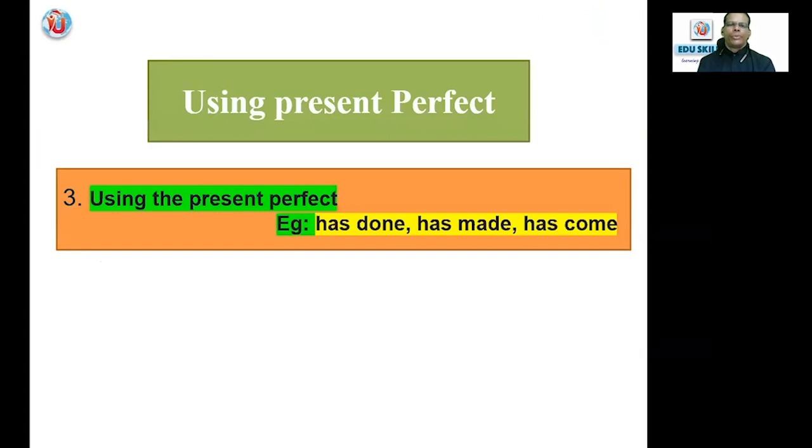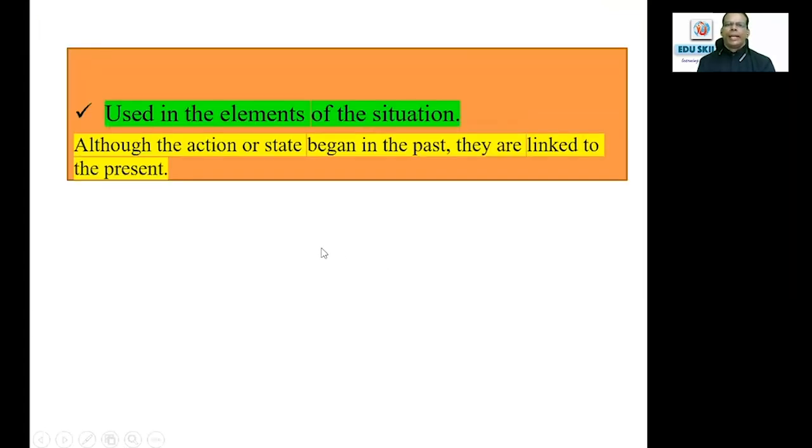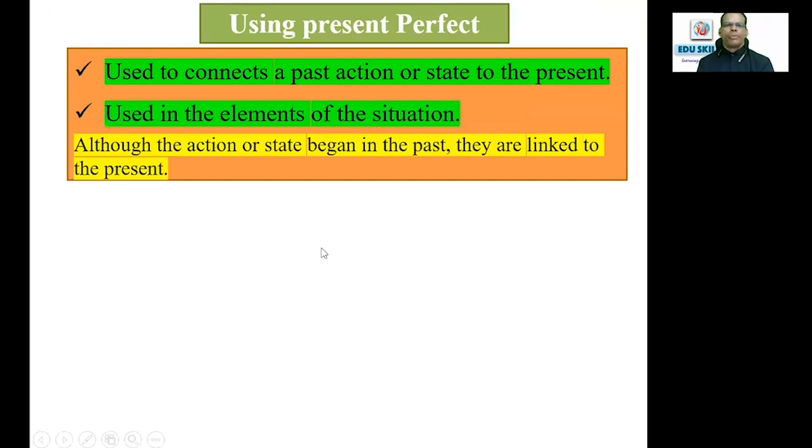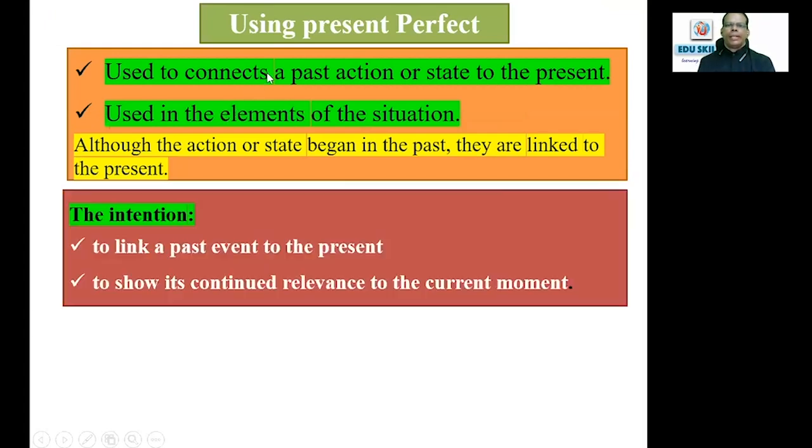Now we are going to use the present perfect, the next type of tense. Using the present perfect: has done, has made, has come. He has done, he has made, he has come. The present perfect is used to connect a past action or state to the present.